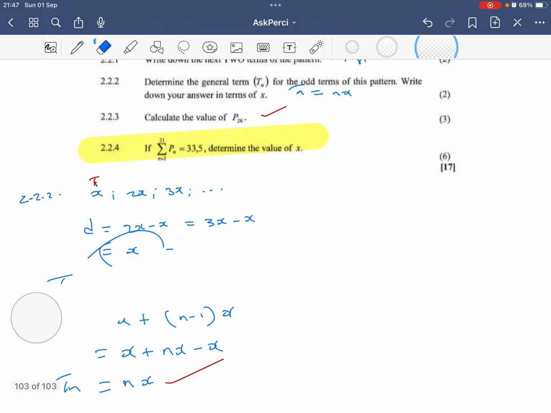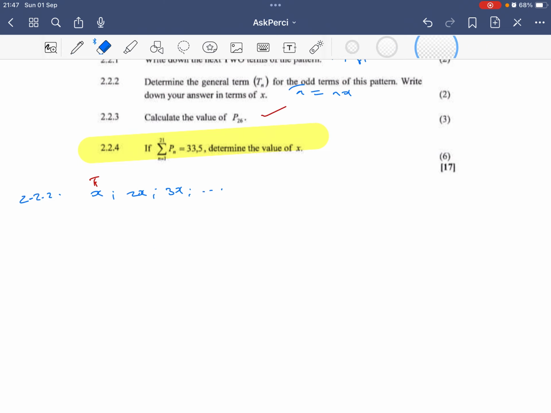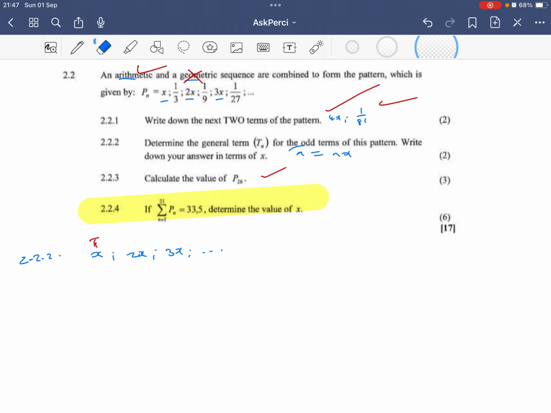Okay, so that's the other pattern. Now, let's go to 2.2.3. Calculate the value of P26. 3 marks. Very tricky. Calculate the value of P26.